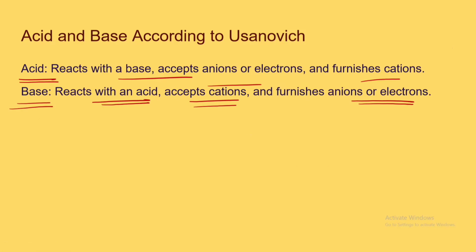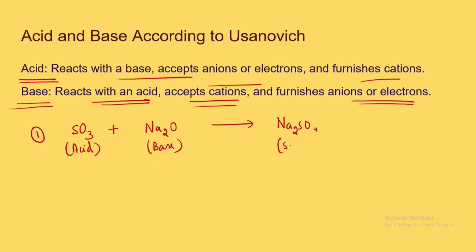So now let us consider certain examples of acid-base reactions in terms of the Usanovich concept. Let us look at the first example. SO3 plus sodium oxide gives sodium sulfate, which is a salt. Here, SO3 is considered the acid and Na2O is considered the base, and we know that this is the salt. So how do you explain this?